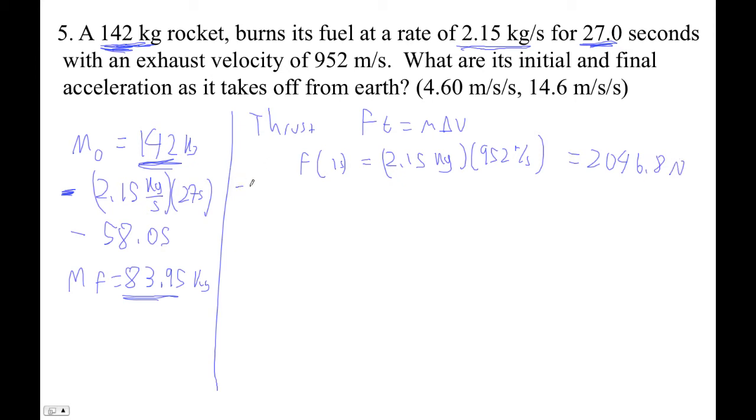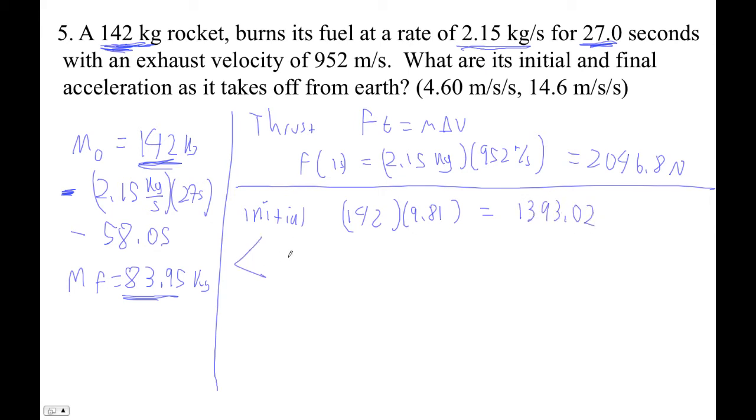All right, so now we've got the thrust, and now we can figure out the initial acceleration. Right, I think what we want to do then is figure out the weight. So 142 times 9.81. What is that? It's 1393.02.